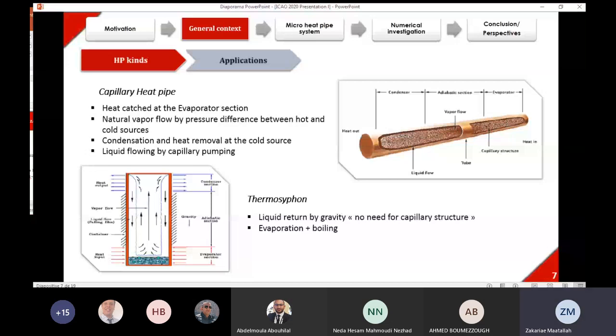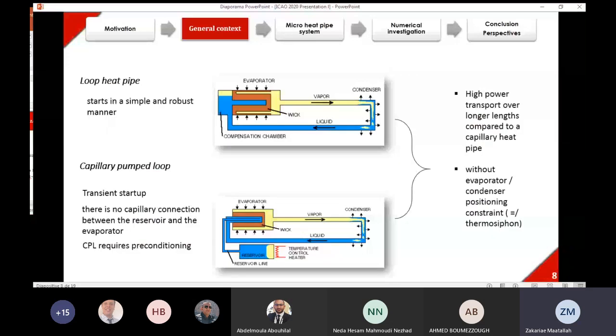Another two kinds are loop heat pipe and capillary pumped loop. They are similar to each other. Just for the capillary pumped loop, there is no connection between reservoir and evaporator, which makes it suffer during the transient startup. Whereas the loop heat pipe starts in a simple manner because liquid is guaranteed to be in the evaporator due to the fact that the loop heat pipe has a direct connection between the reservoir and the evaporator, as you can see in the figure. So, this makes the loop heat pipe a more viable option for space applications.